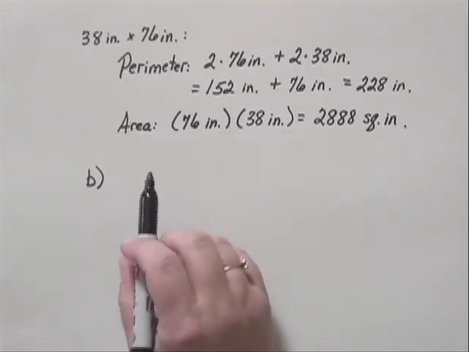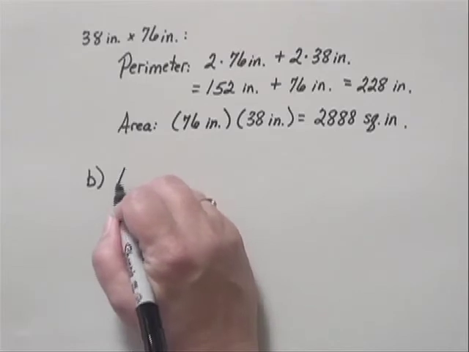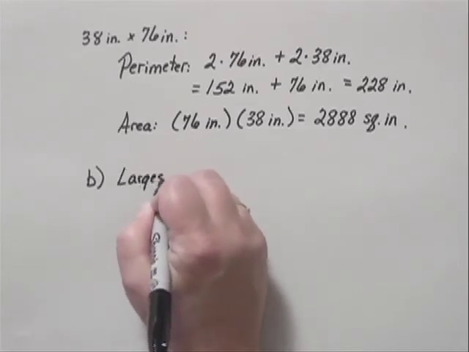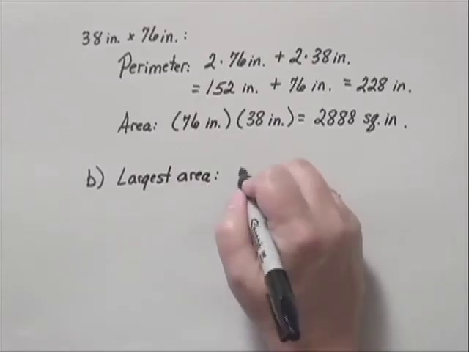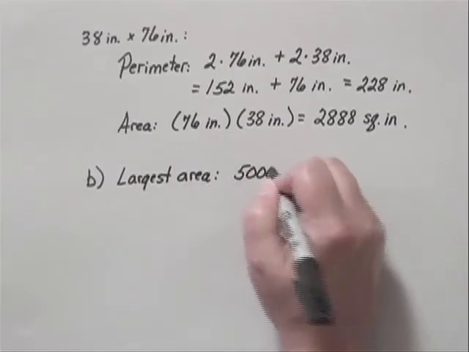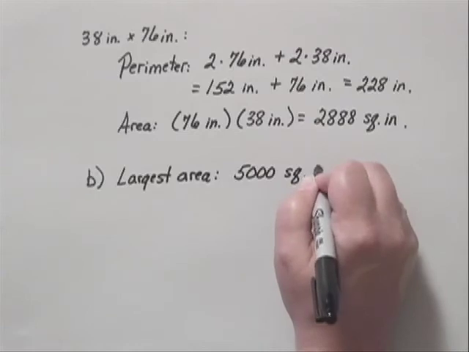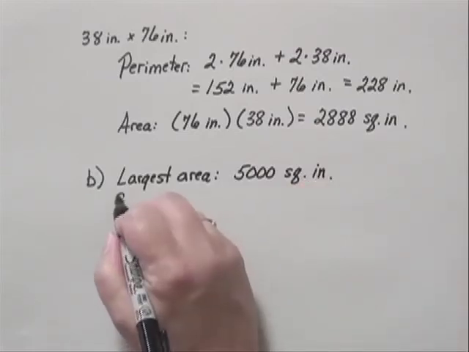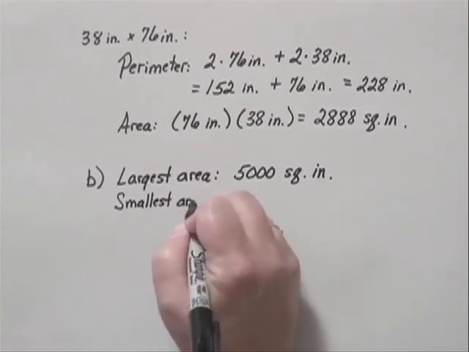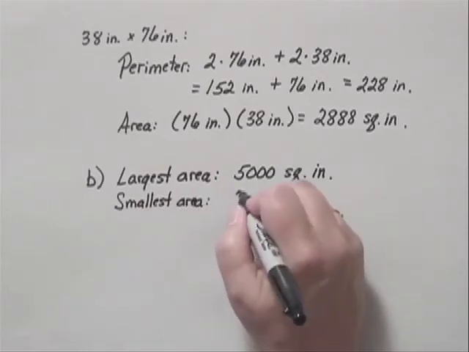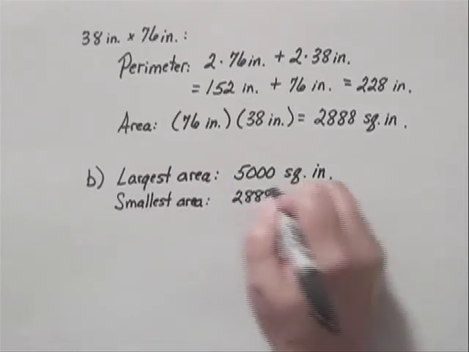We will do that by subtracting. Let's see, the area of the largest table, if we look back at our work, was 5,000 square inches. And the area of the smallest table, which is the one we just found, was 2,888 square inches.